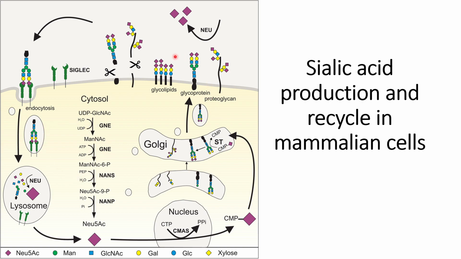So I hope you got a basic idea of how sialic acid production occurs, and how the recycling of sialic acids occurs within mammalian cells. If you don't understand sialic acid production and its recycling in mammalian cells in detail, you can go through the reference that has been provided in the description.